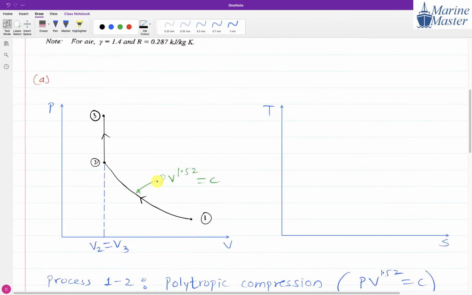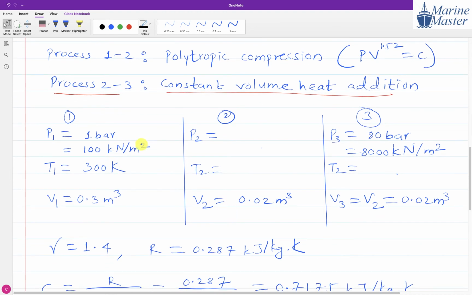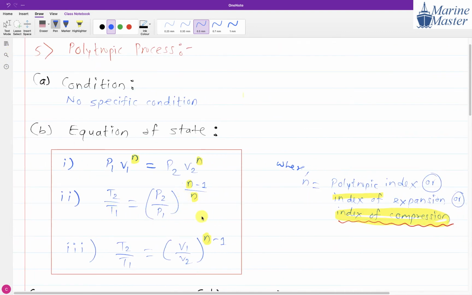Before going further, what is process 1 to 2? Polytropic process. For point 1, we have temperature, volume, pressure. For point 2, we have volume, and we need the temperature. So what is the relation between temperature and volume for the polytropic process? If you remember, for polytropic process we have seen a total of 3 equations of state. So what are the 3 equations of state? Between temperature and volume, this third one, only temperature and volume.